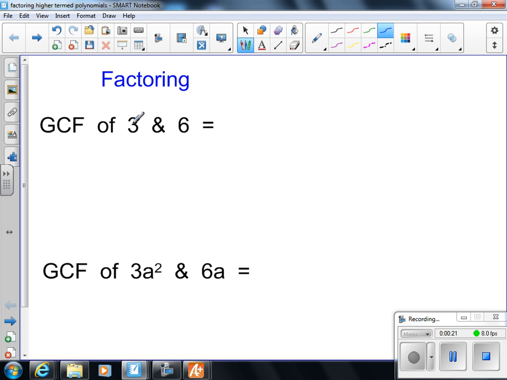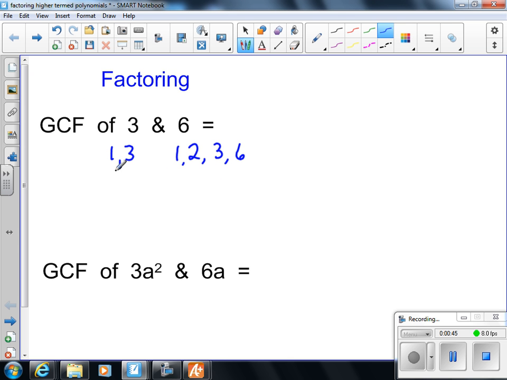So what are the factors of 3? 1 and 3. What are the factors of 6? 2, 3, 1, and 6. Okay. Then we also did something else with factors we called prime factors. We made factor trees. Do you remember that?